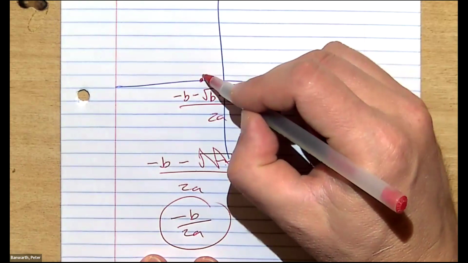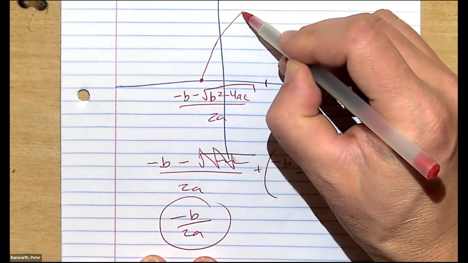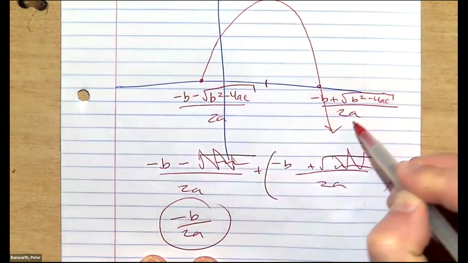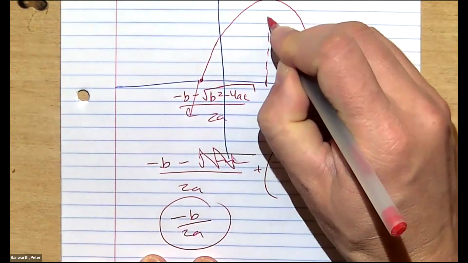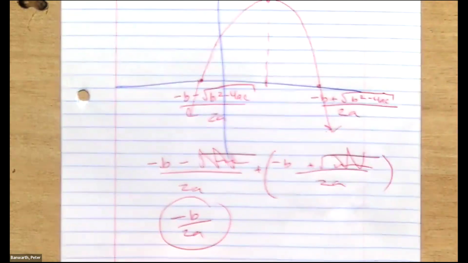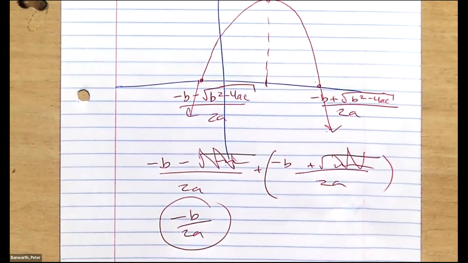All right, we've got a function that comes up, turns around like this, and that x-coordinate of the vertex is always going to be right between your roots. Which, by the way, makes it really easy to go from factored form to vertex form.